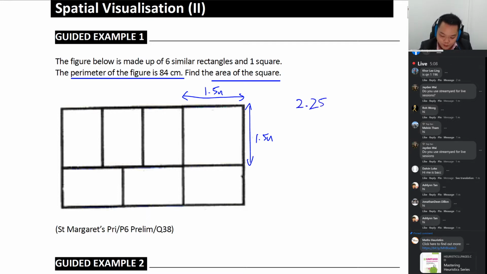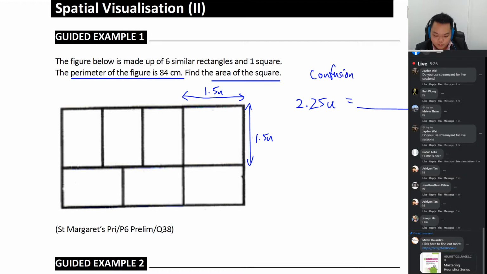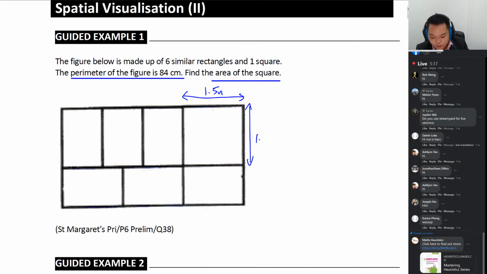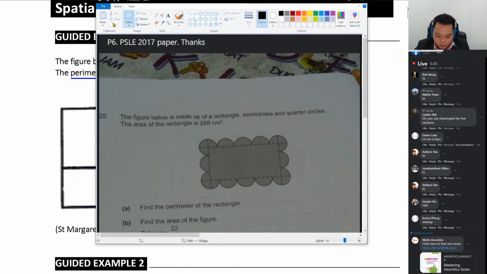It will be 2.25, and here is where a lot of the common mistakes are made, because you're not too sure how units multiplied by units work. You leave it like this, and then you end up with a mistake over here, because you're missing out something. So if you're not too sure how to deal with it this way, here's an alternative that I can show you. And this idea is also applied to this PSLE 2017 paper over here.